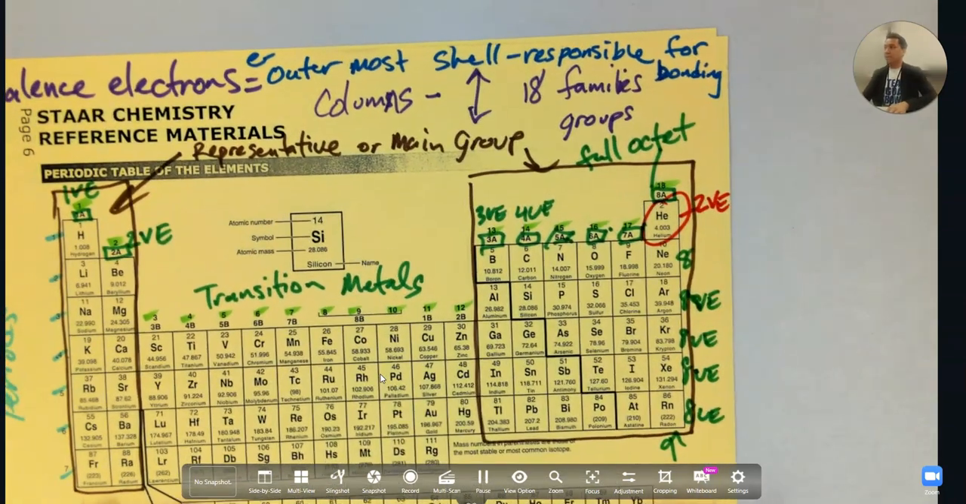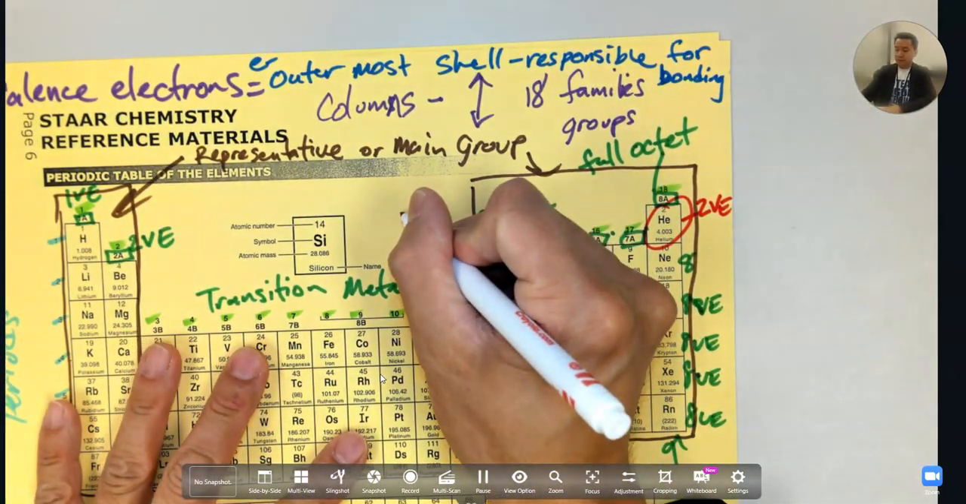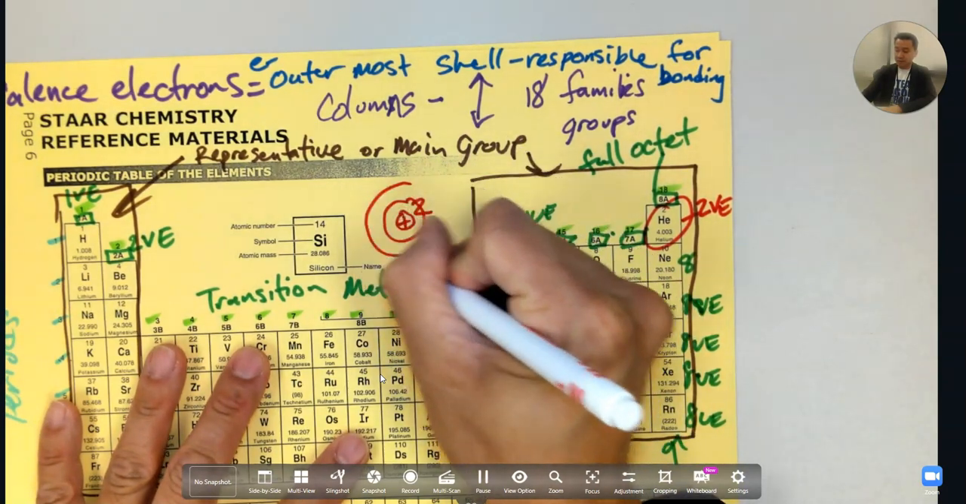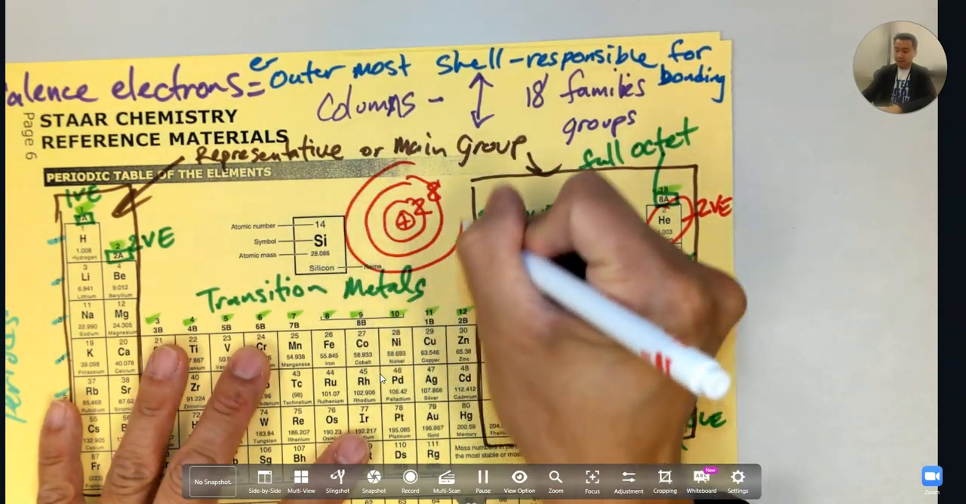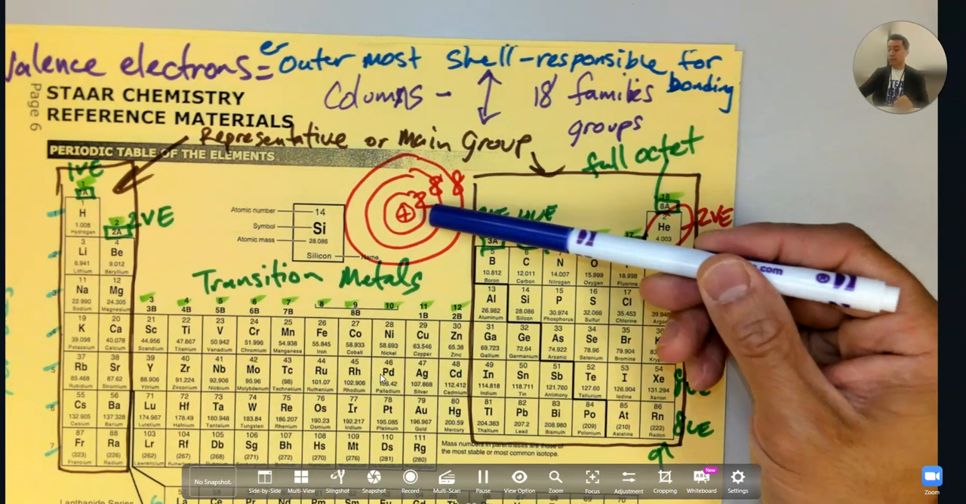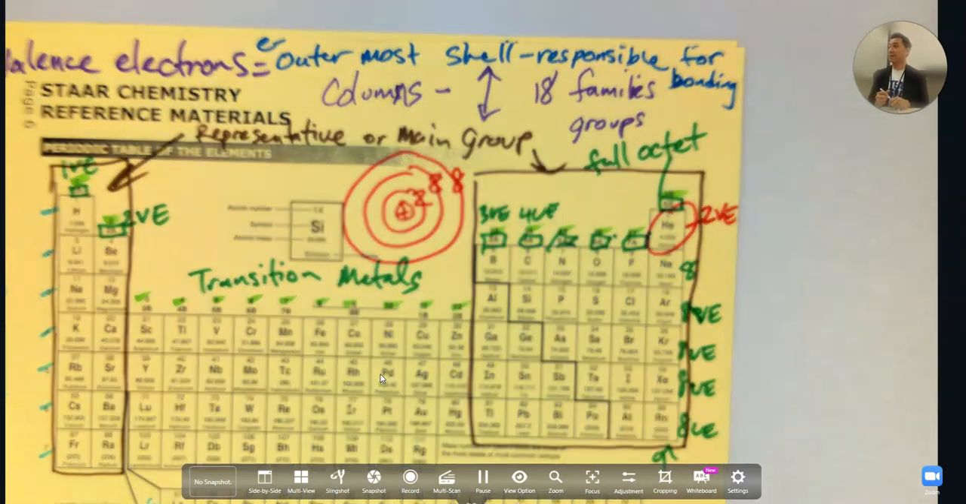If you remember the Bohr model from 8th grade, you draw the nucleus in the middle. The first shell has 2 electrons, the second shell has 8 electrons, the third shell has 8 electrons, and so on. So that's what that means. The first shell only takes 2 to be full, and helium has 2 valence electrons.